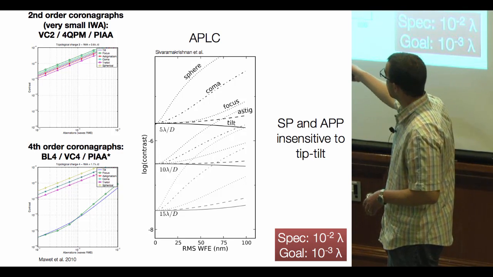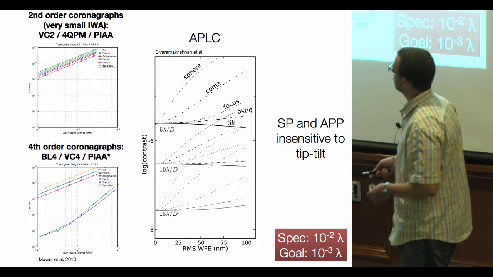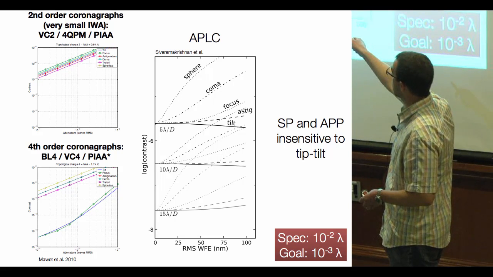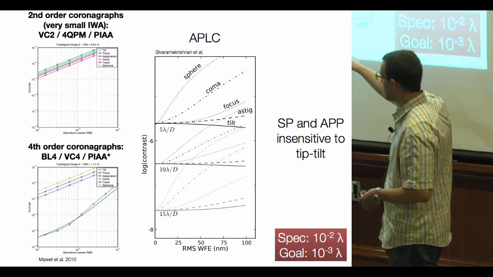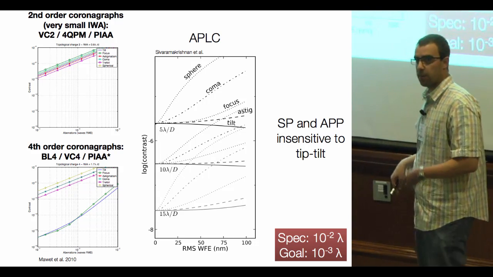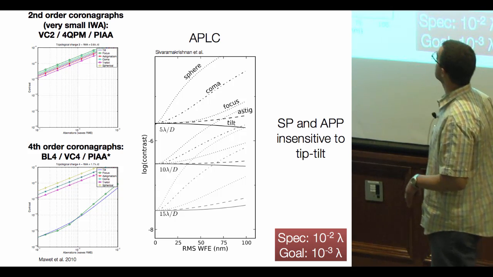Hopefully we can build coronagraphs that have what we call a fourth order sensitivity to low order aberrations. This is the same plot, but you take the first two curves here, tilt and focus, and they are pushed down like that. So we gain a few orders of magnitude, making them virtually insensitive to these aberrations.